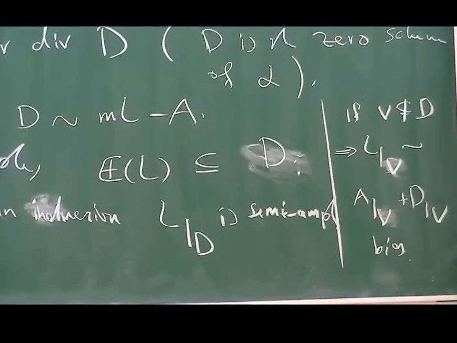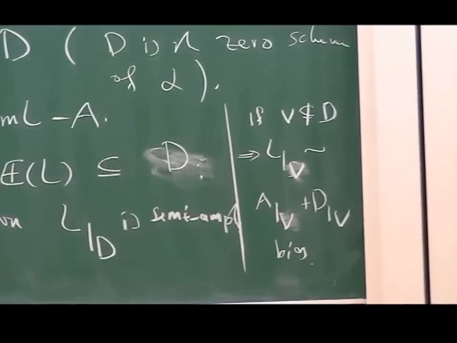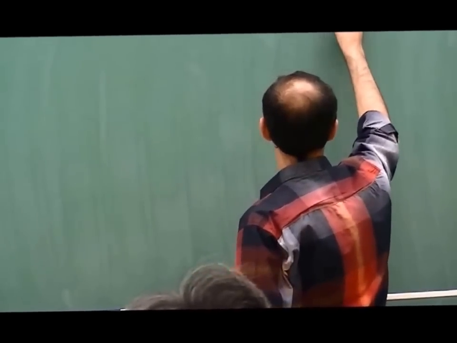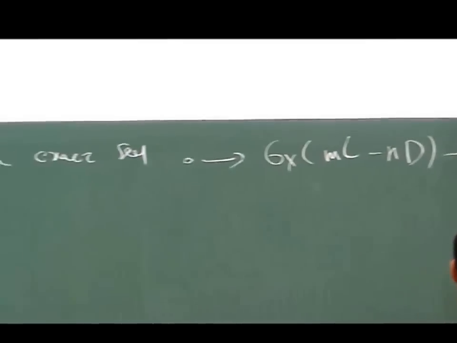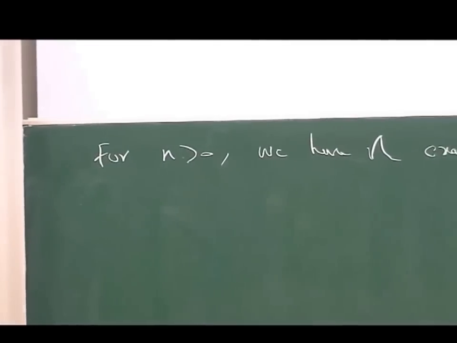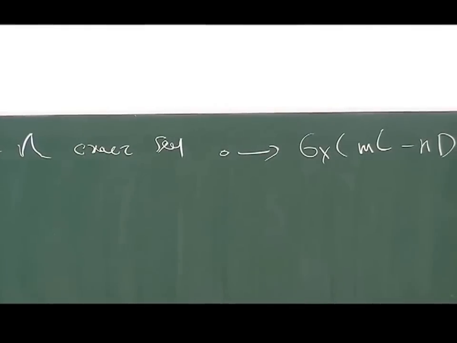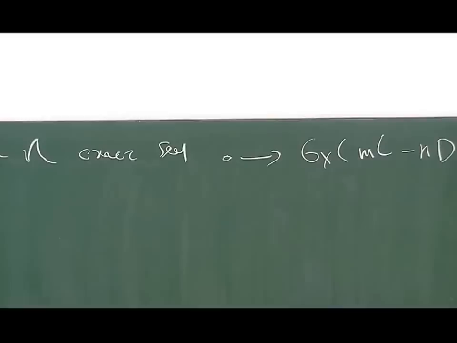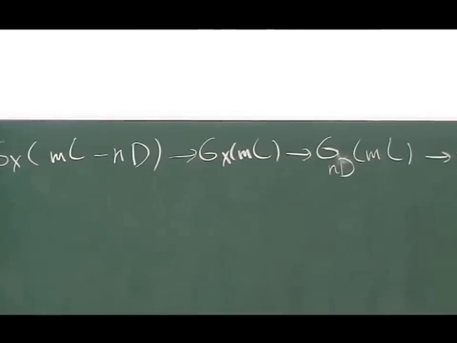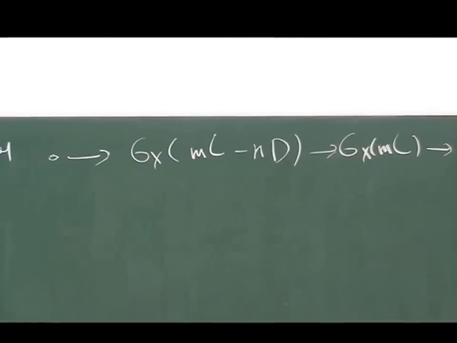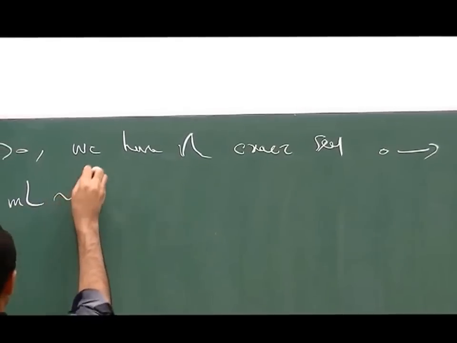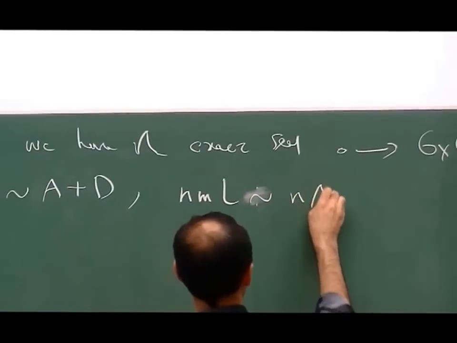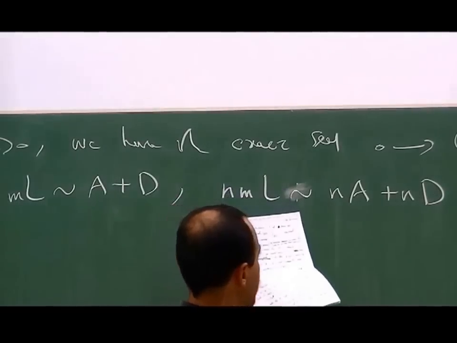Now, if I take an integer N positive, then we have the exact sequence. I have OX, and L I want to restrict to, and N times D, and then M. So this is just a restriction to this subscheme N times D. And it's important to take some multiple of D, not D itself, for the following reason. So since I know that ML is linearly equivalent to A plus D, then I know that N times ML is linearly equivalent to N times A plus N times D. Actually, because of this formula, let me also put an M.